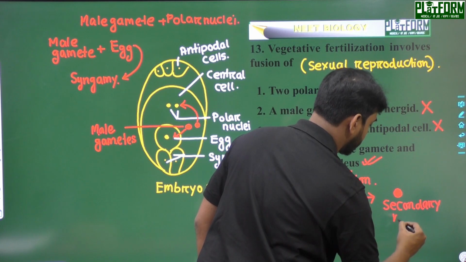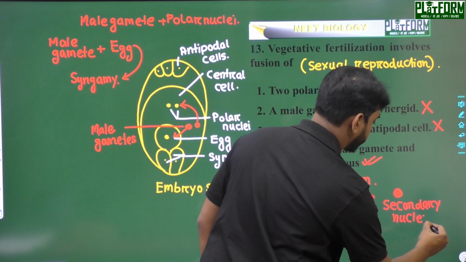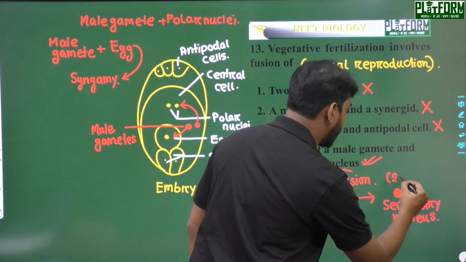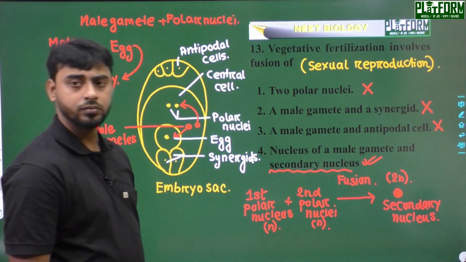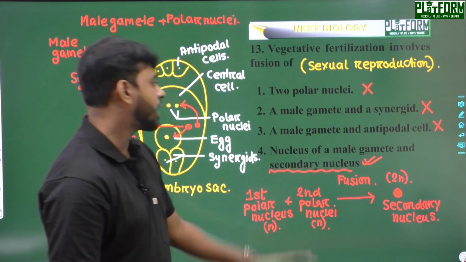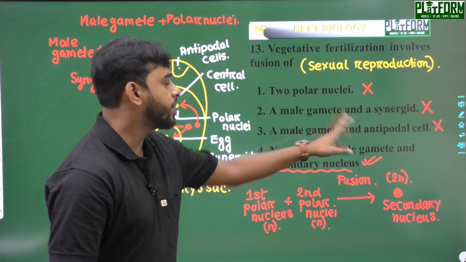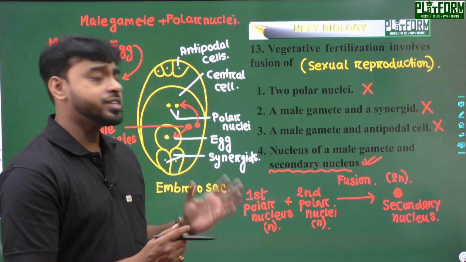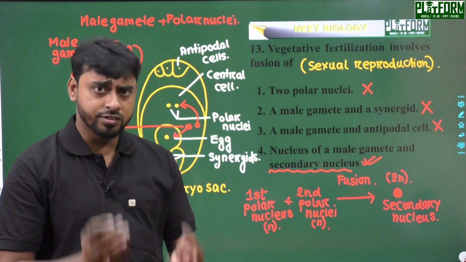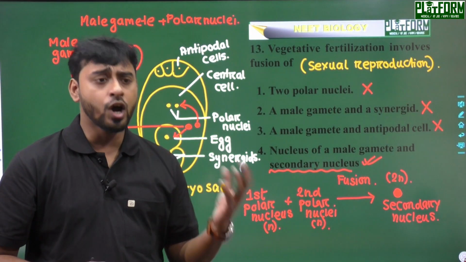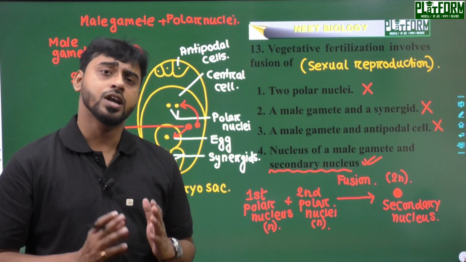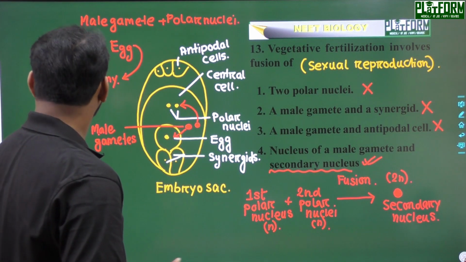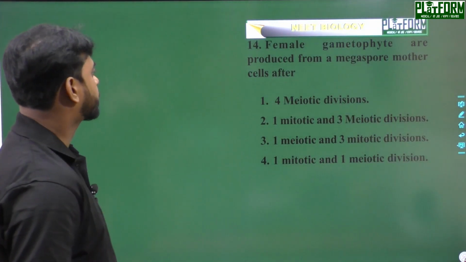The ploidy level of the secondary nucleus obviously will be 2N. Now, the fusion of this secondary nucleus with the male gamete is considered as vegetative fertilization. And the vegetative fertilization, we know, results in the formation of a triploid nucleus, which is known as the endosperm nucleus. Okay? So, move to our next question.